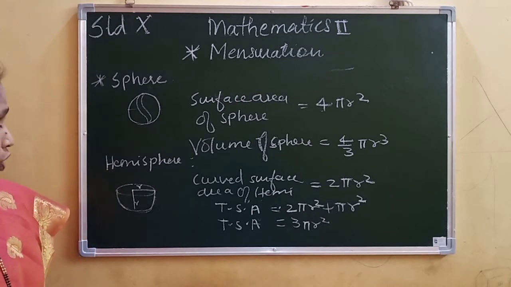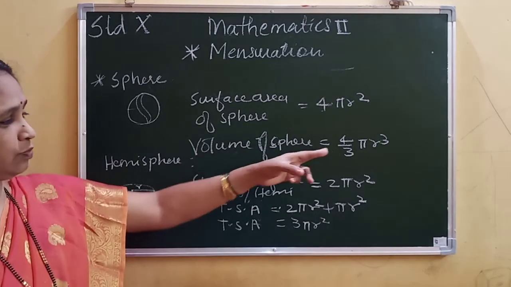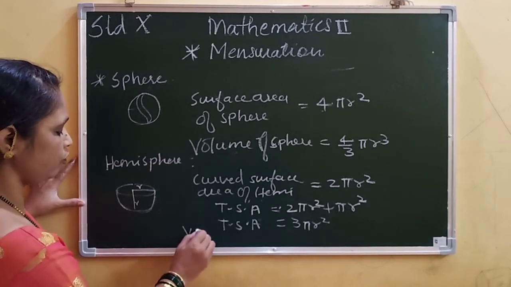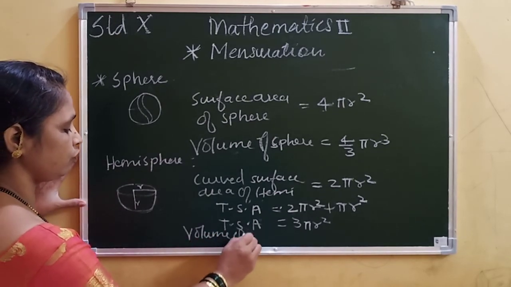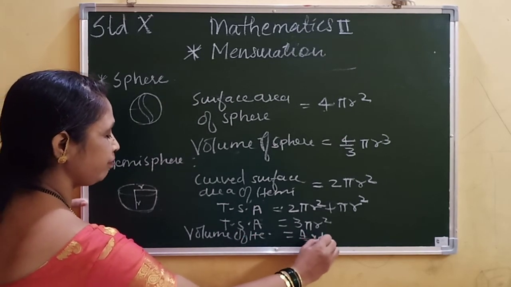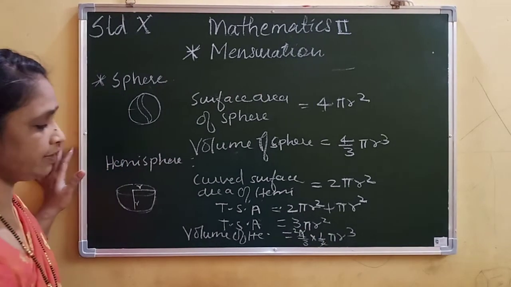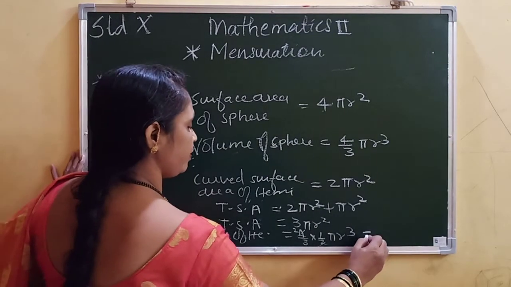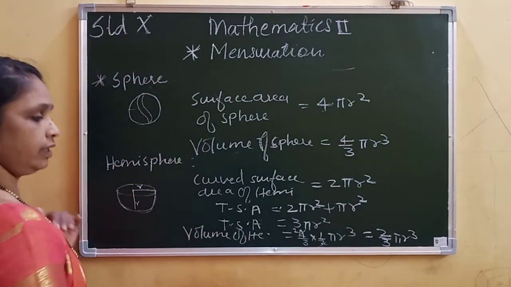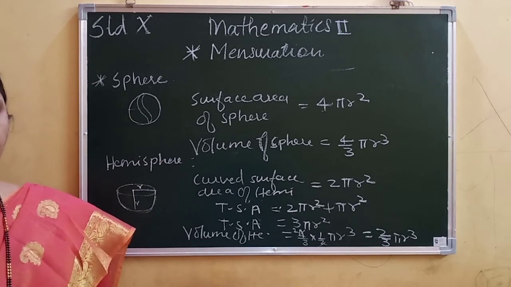Now we have to find the volume of a hemisphere. Now volume of a hemisphere. So volume of a sphere is 4 by 3 pi r cube. So half of it will be the volume of hemisphere. Okay, volume of hemisphere is 4 by 3 into 1 by 2, half of it, pi r cube, means it is 2 by 3 pi r cube. Volume of hemisphere is 2 by 3 pi r cube. Okay, is that clear to you now? Volume of hemisphere is 2 by 3 pi r cube.